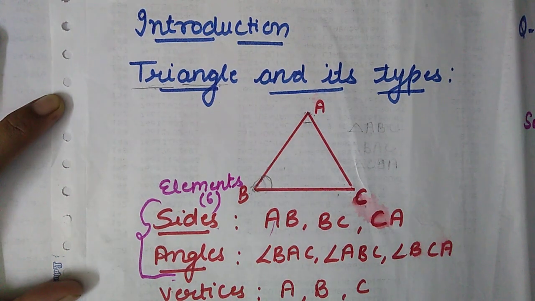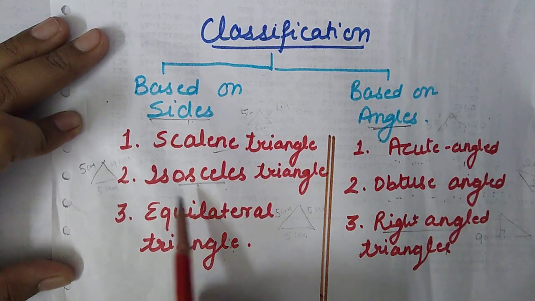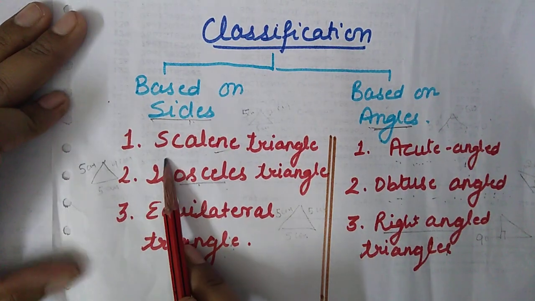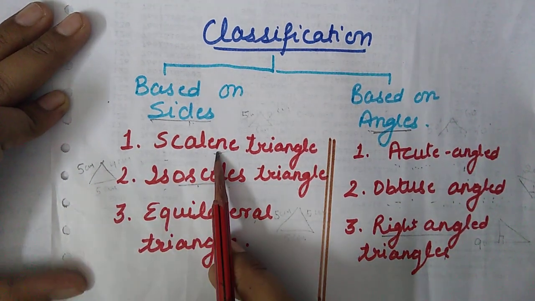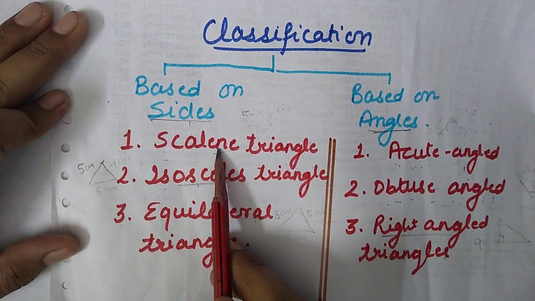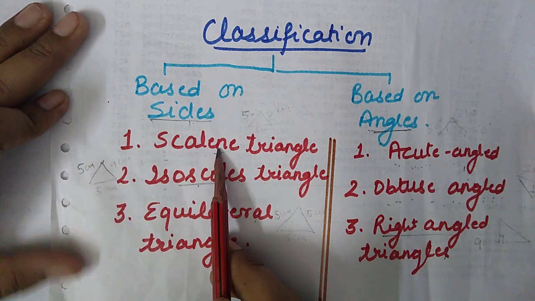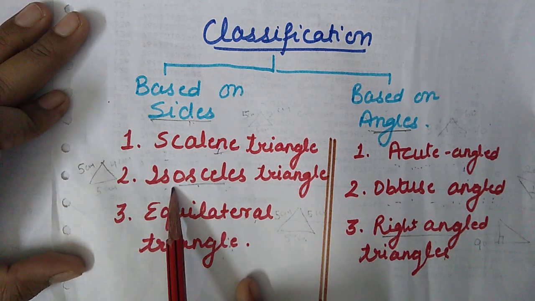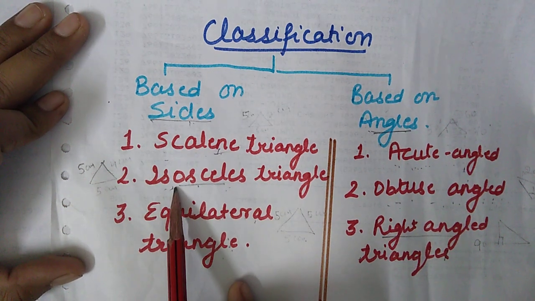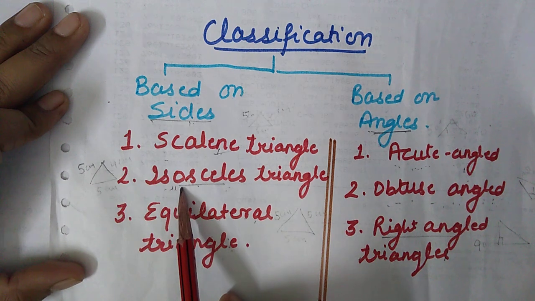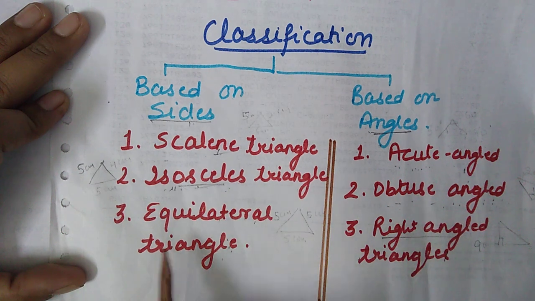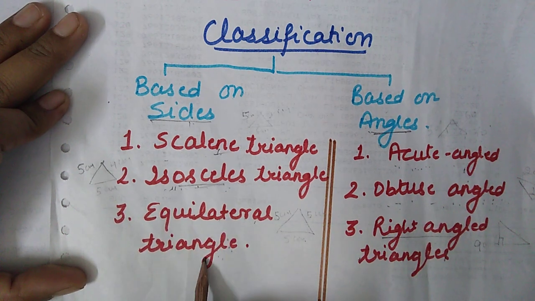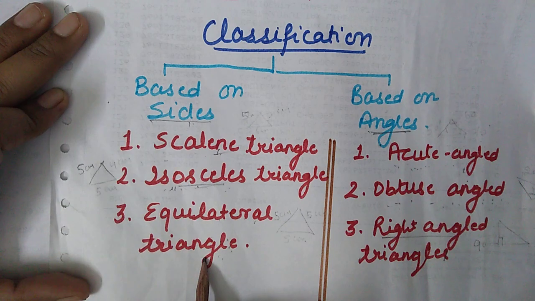After that, we have learned about classification of triangle. Based on sides, we have 3 types of triangles: scalene, isosceles, and equilateral triangle. A scalene triangle is a type of triangle in which all the sides are of unequal measurement, of different measurement. Isosceles triangle is one in which any 2 sides are equal. Now equilateral, a triangle in which all the sides are equal, that is known as equilateral triangle.